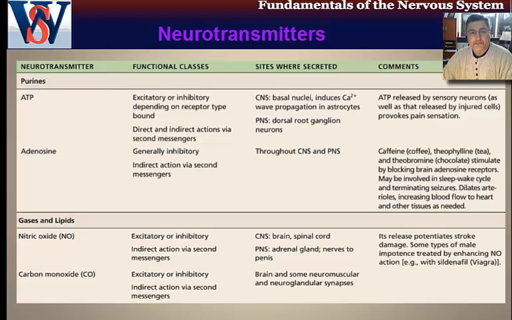If you take a look first at the purines, you find ATP and you find adenosine. Yes, this is the same energy molecule. ATP can be inhibitory or excitatory depending upon location. Take a look finally at nitric oxide. It's excitatory or inhibitory. It's found in the central nervous system and the peripheral nervous system, and notice that its release potentiates stroke damage. It is probably the most damaging neurotransmitter that we have in the central nervous system during a stroke event.